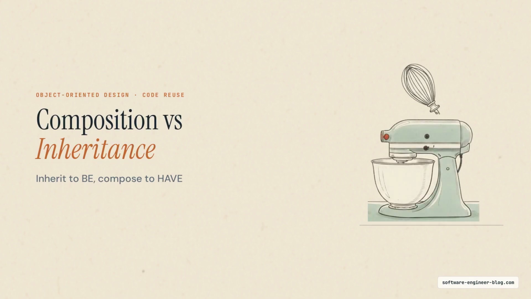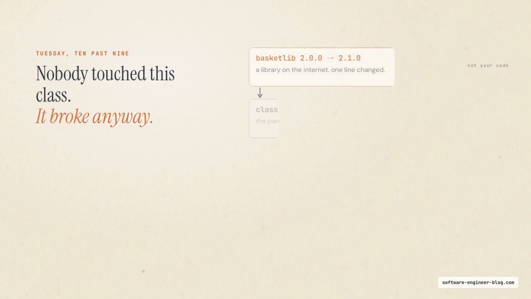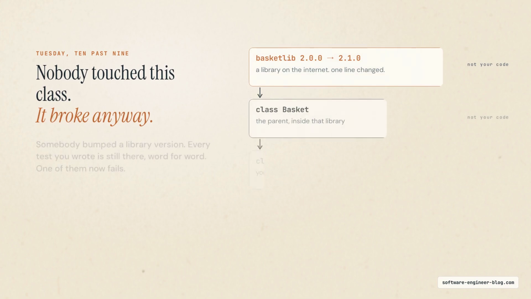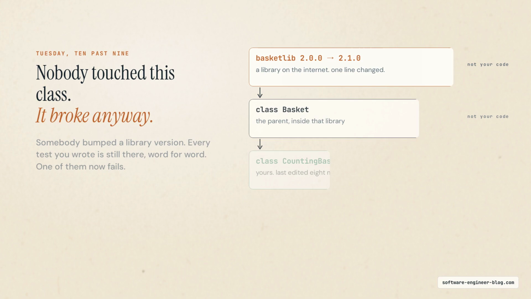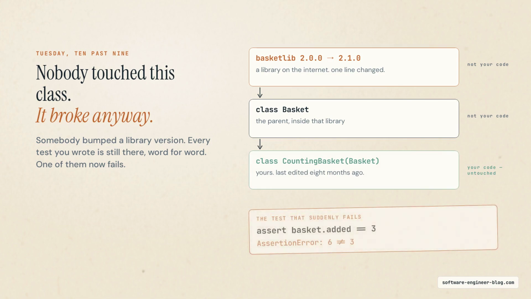It is Tuesday morning. Somebody on your team bumped a library to the next version, a tiny bump, 2.0 to 2.1, and now one of your tests fails. Not a test somebody just wrote, a test that has sat there, green, for 8 months. You open the file it belongs to. Nobody has touched it. You check the history. No changes. You read the library's release notes, and they say, removed some duplication. One line.